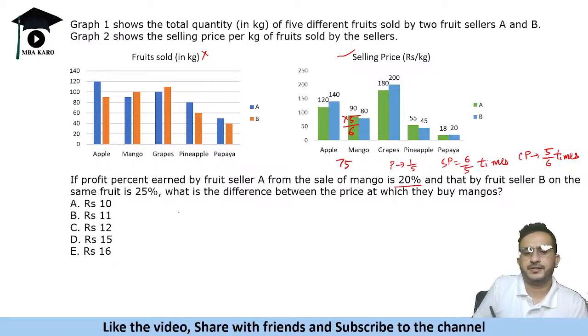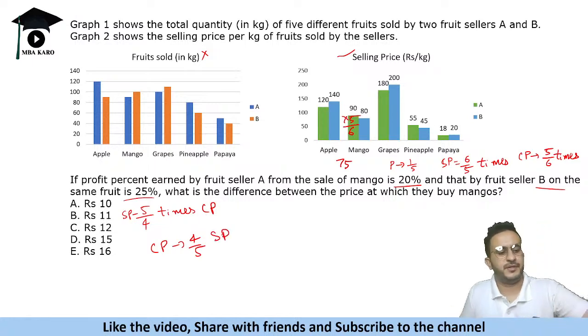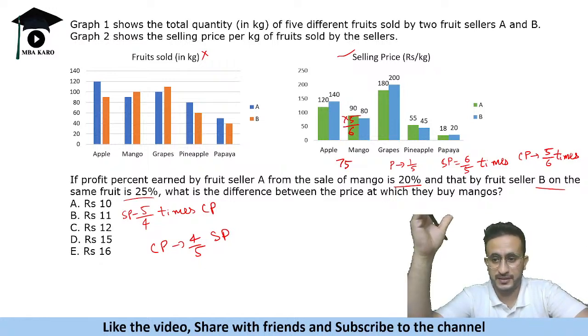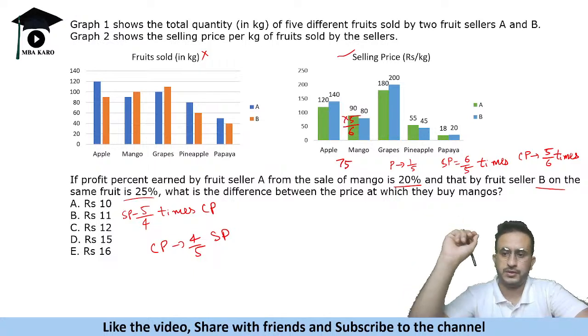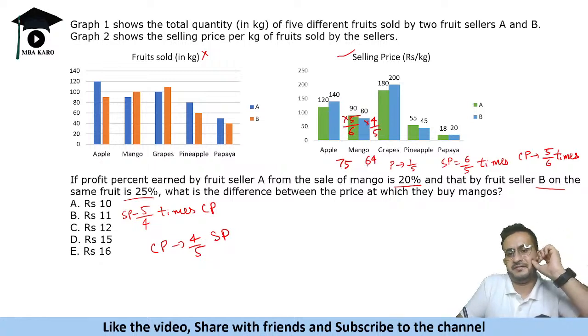Okay. And by seller B it is 25% profit. 25% profit means selling price is 5 by 4 times of CP. So cost price is 4 by 5 times of SP. So I'm writing this, but you should not be writing this. This should be in your head, that when given this much percent profit, how do you find it. Okay. So this we know is 4/5. So 4 by 5 of this is 64. So for A it is 75. For B it is 64. The difference is of 11 rupees.